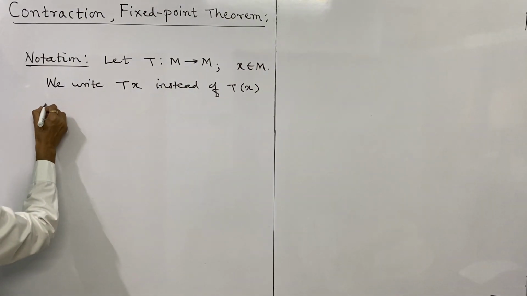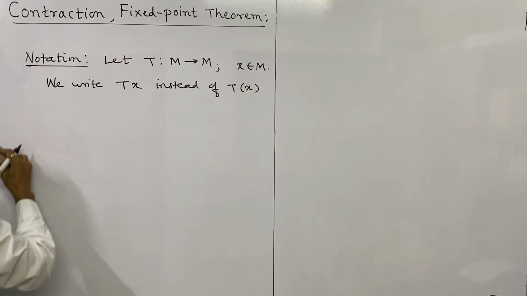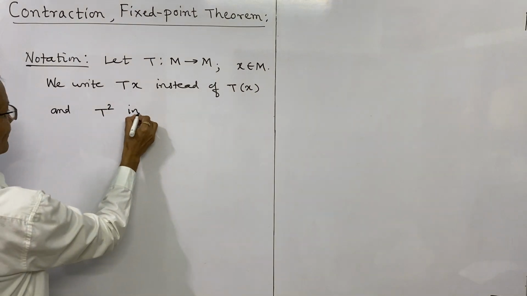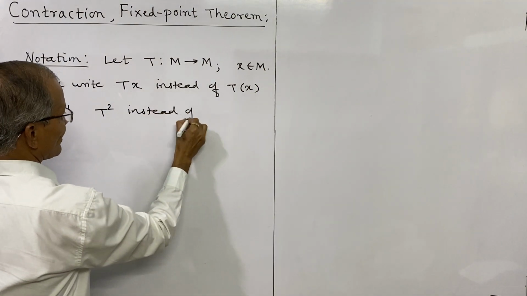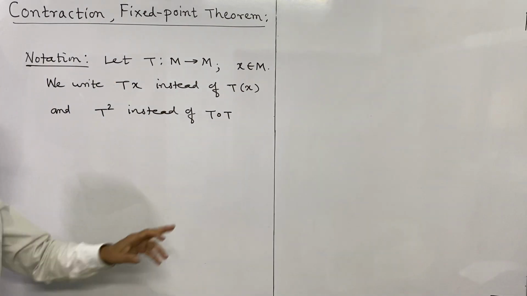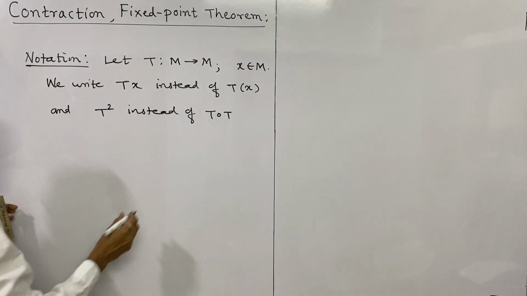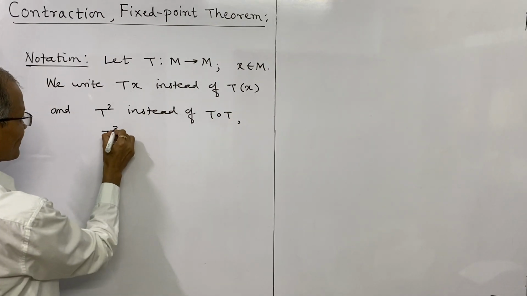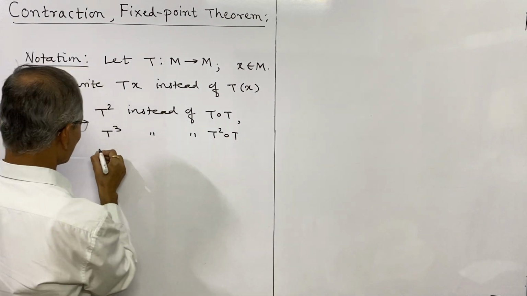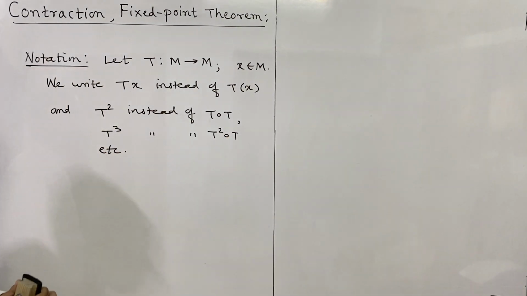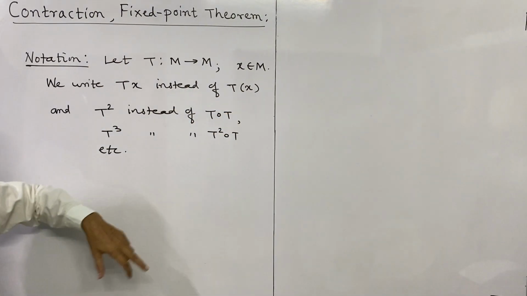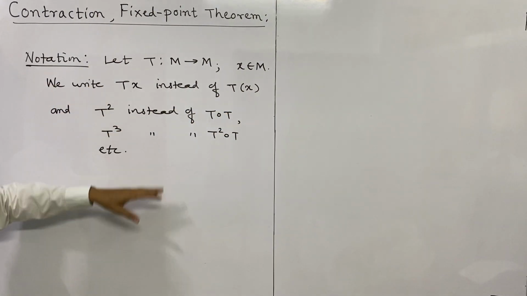Also, you may write T square instead of T composed with T. This is a brief notation we are going to use. Composition of T with T is to be written as T square, T cube instead of T square composed with T, etc. So these are the only two things that we have to note. Tx means T of x, T square means composition of T with T, and higher powers are considered.